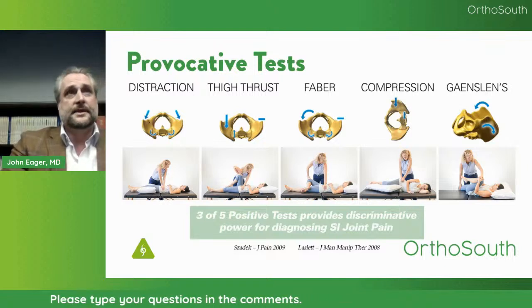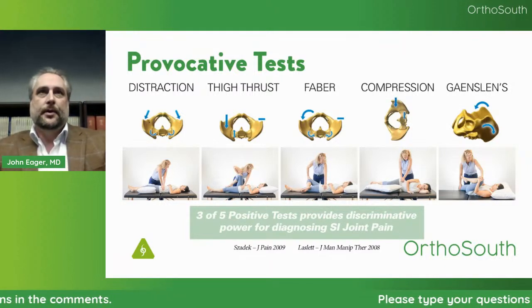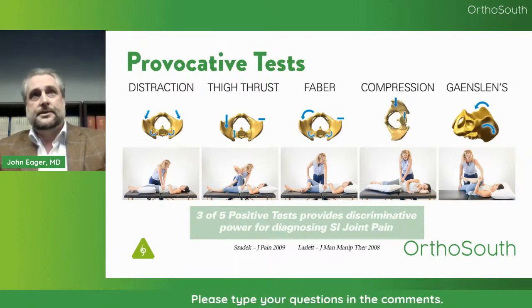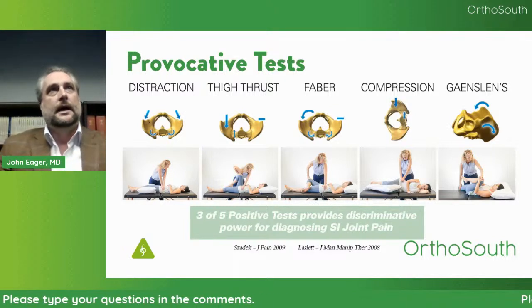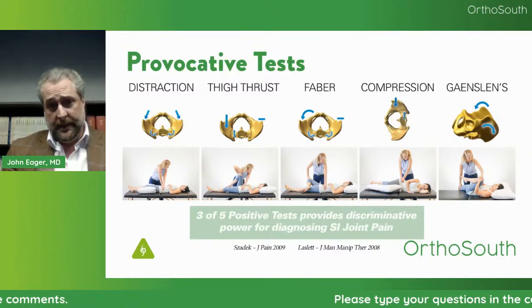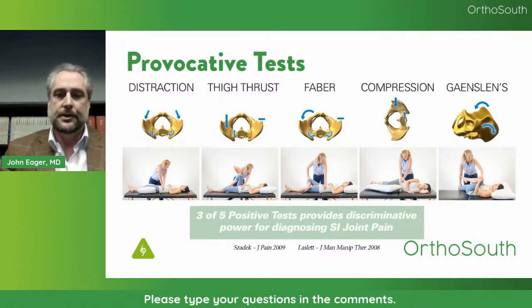And at the bottom of the slide, again, 3 of 5 provides a pretty powerful diagnostic power. It's not definitive, certainly, but it is suggestive of SI joint pain. Most commonly in my clinic, we're performing posterior thrust, FABER, and compression testing. If there are any equivocal exam findings, we may add on 1 or 2 more of these.